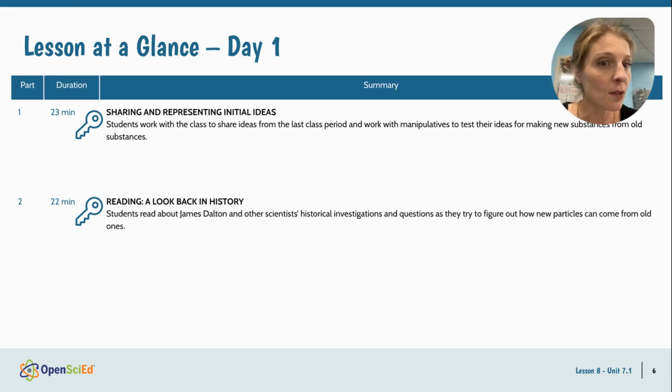So we give the students a reading about John Dalton because he studied particles in the past. And by going through the reading, the students generate new ideas for investigation. In fact, they come up with 2 new ideas, and that's how we leave the lesson, with 2 new ideas for investigations that we will do in the following days.